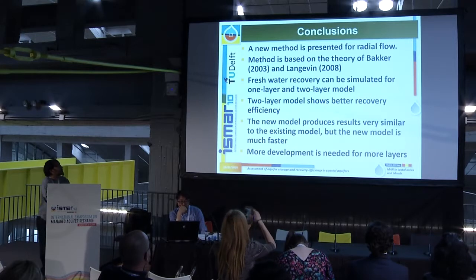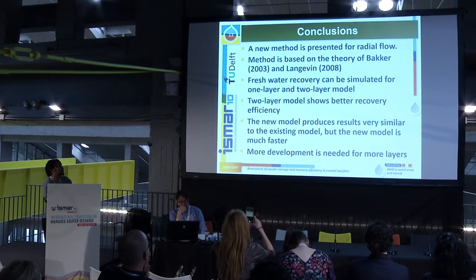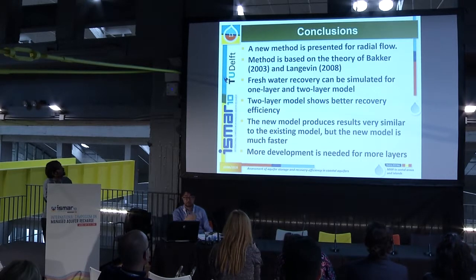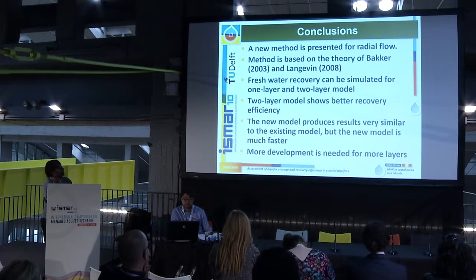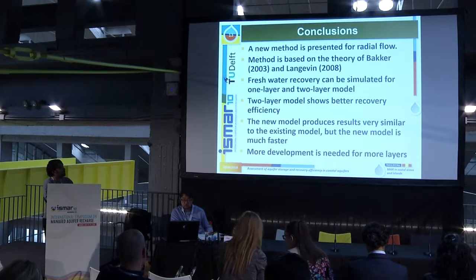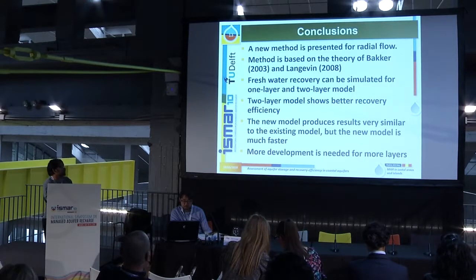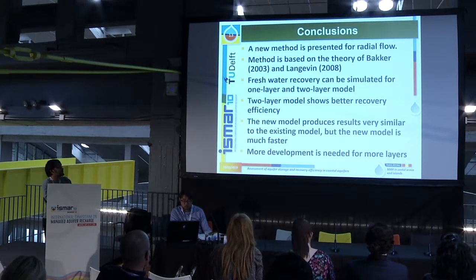If we want to conclude now, this is more or less a new model for radial flow. The theory is taken from the Bakker 2003 paper and Langevin 2008. This tool can simulate a two-layer model. The two-layer model shows better recovery efficiency, and the model produces pretty much similar results to the existing tools, but the difference is this model works a lot faster. If we want to implement more complex scenarios, this tool needs more development.